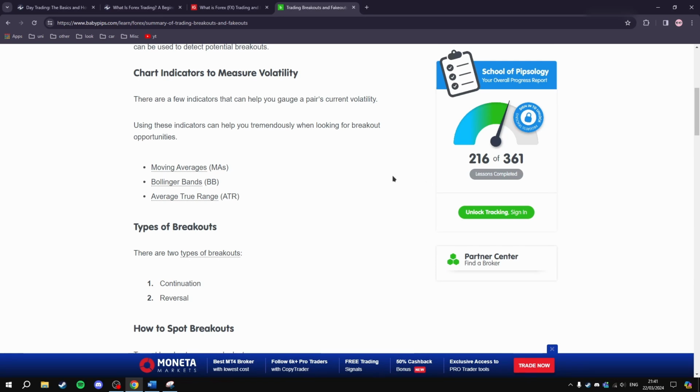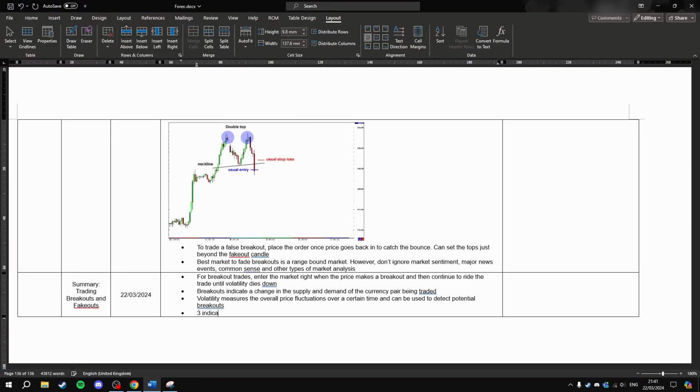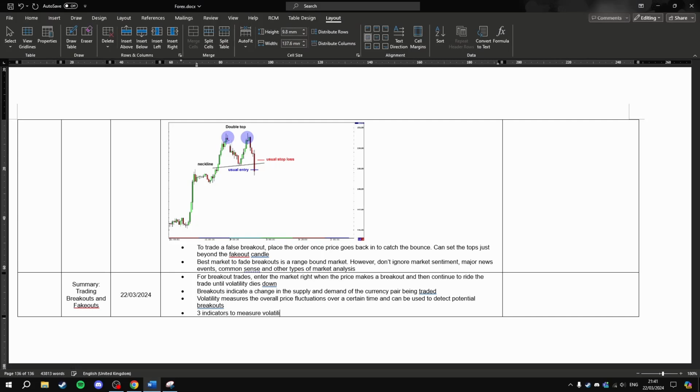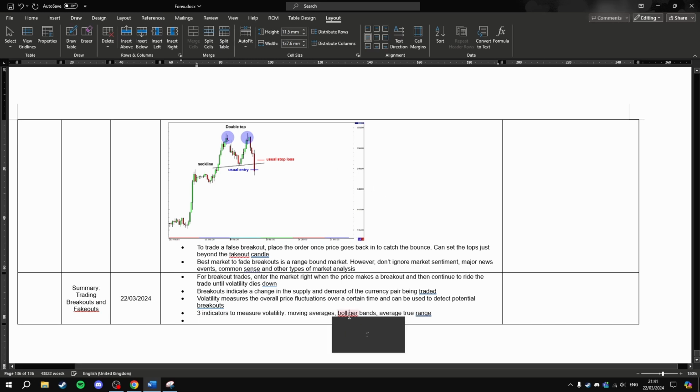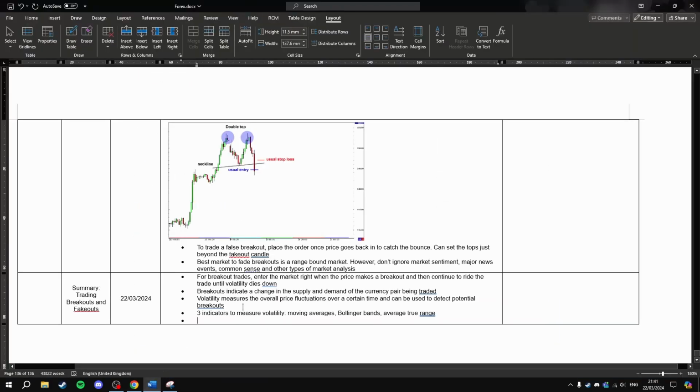Chart indicators to measure volatility. There are a few indicators that can help you gauge a pair's current volatility. Using these indicators can help you tremendously when looking for reversal or breakout opportunities. Three indicators to measure volatility: moving averages, Bollinger Bands, and average true range. There are two types of breakouts: continuation and reversal.